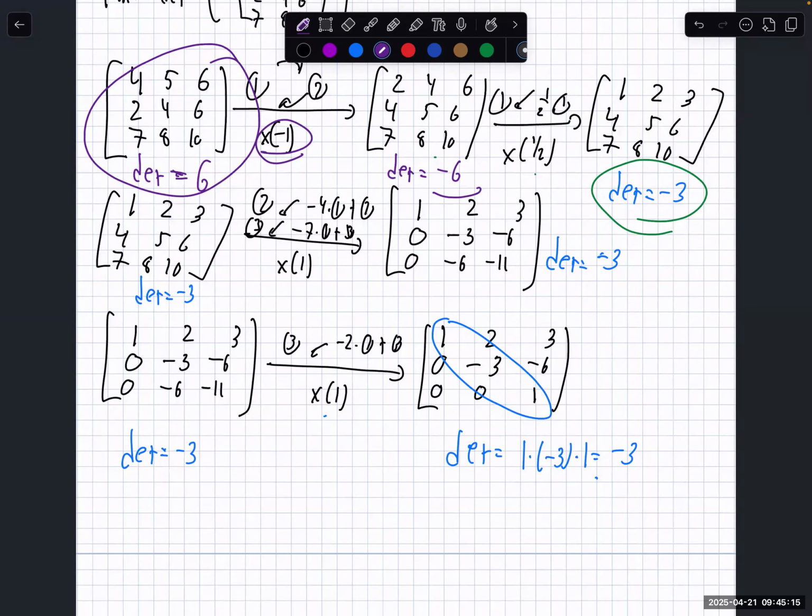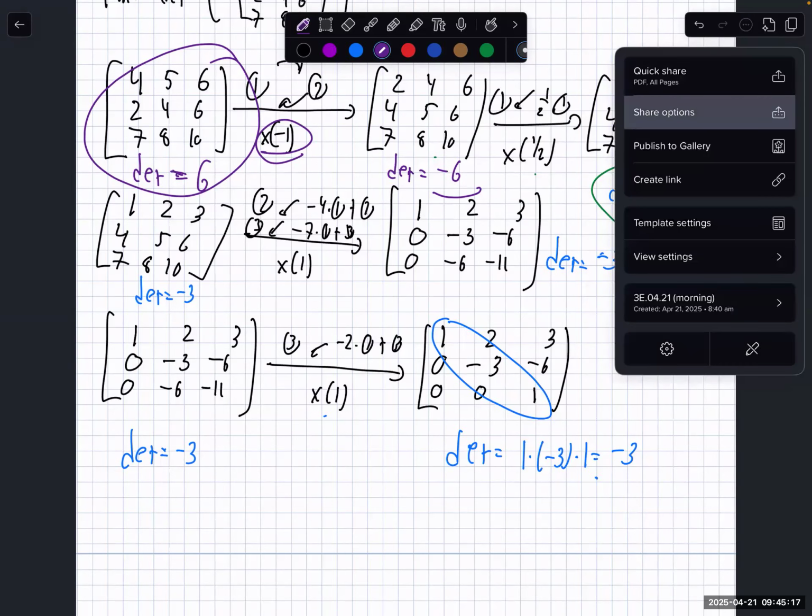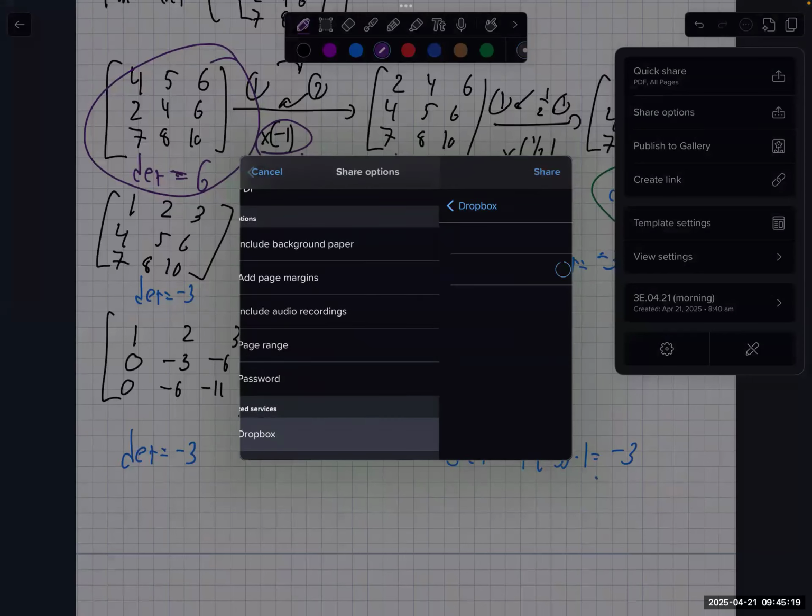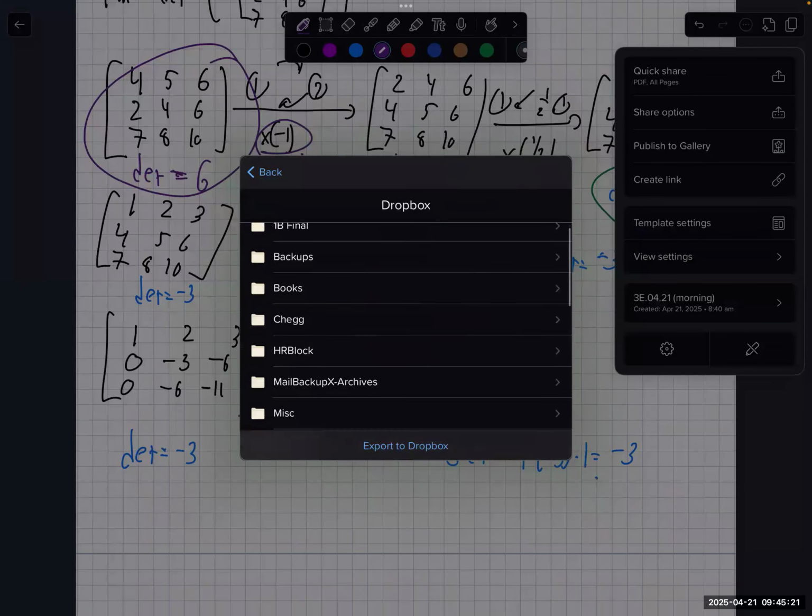Okay, so I'll finish up determinants on Wednesday, and then we'll get into the interesting parts of this class.